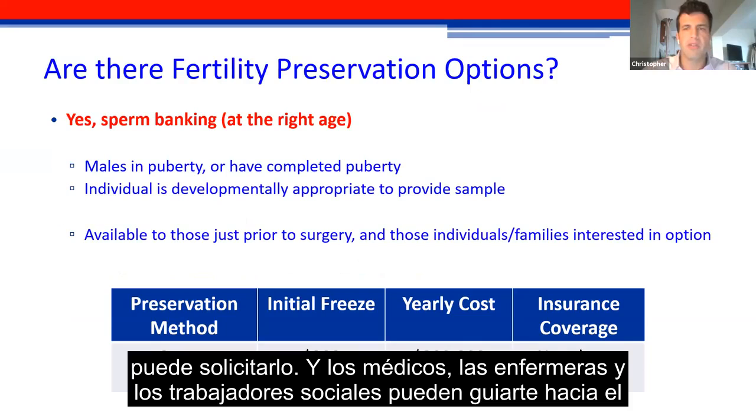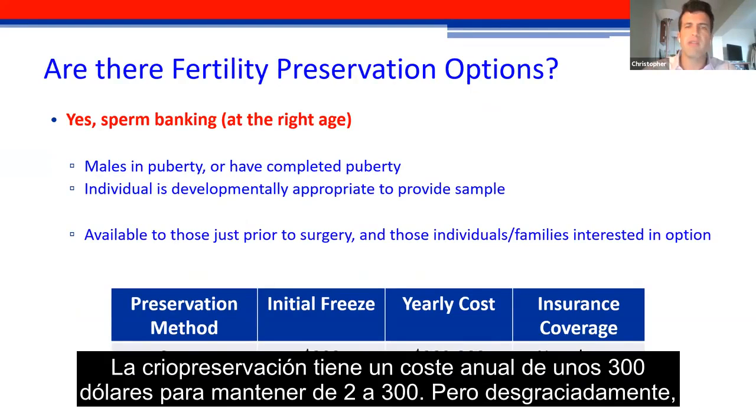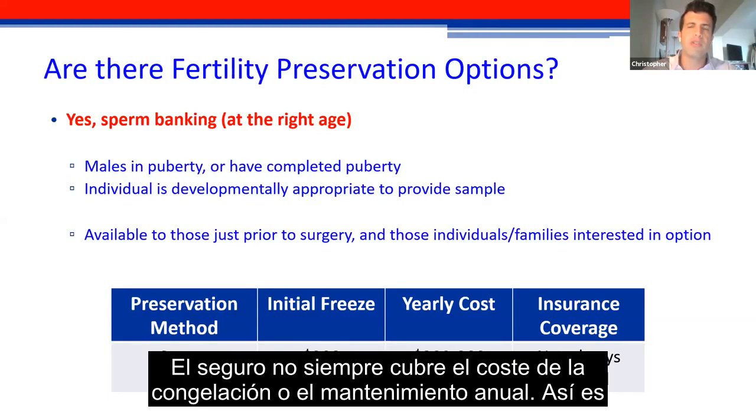And doctors, nurses, and social workers can guide you to the right sperm banking facility in the local area. The initial freeze of the sperm cryopreservation is about $300. Yearly cost to maintain is $200 to $300, but unfortunately, insurance does not always cover the cost of the freeze or the yearly maintenance.